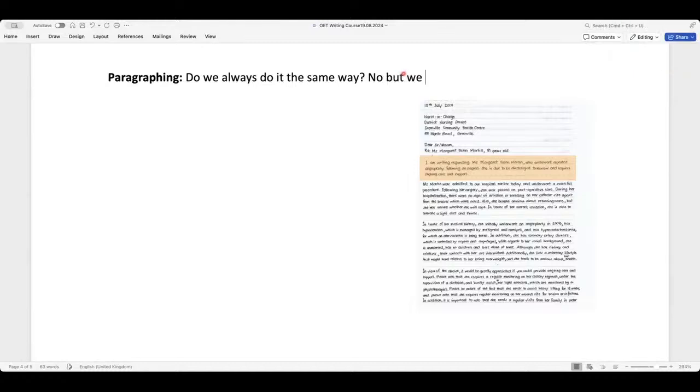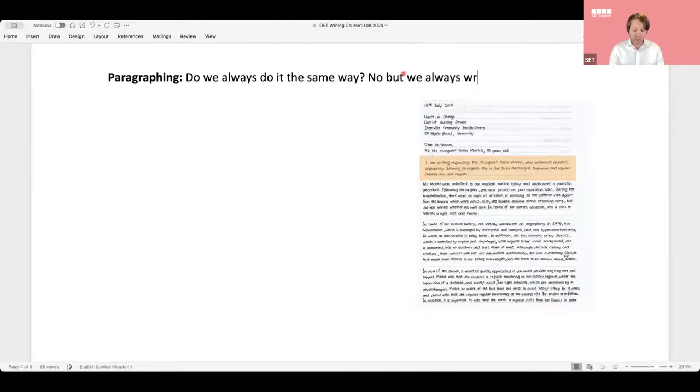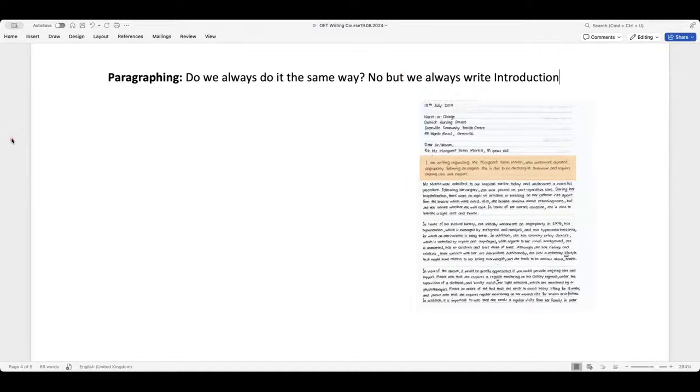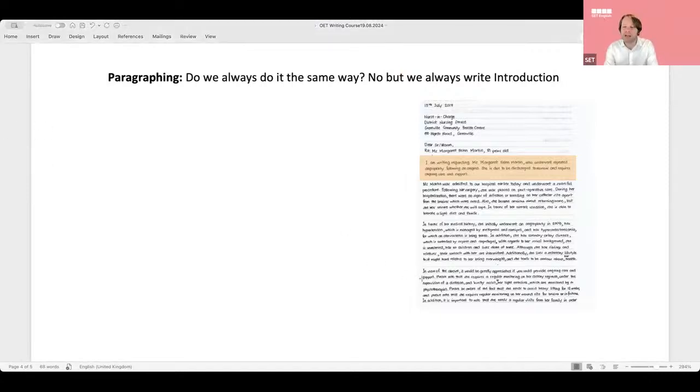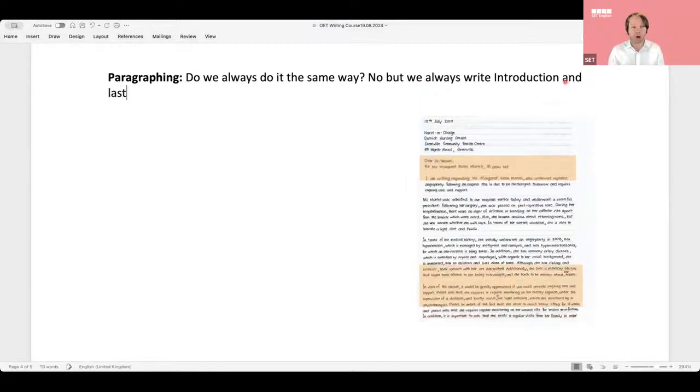So, do we always do it the same way? No, but we always write the introduction and what? The request paragraph. Where's the request paragraph here? The last one. So we always write the introduction and what's called the request paragraph, the last one.